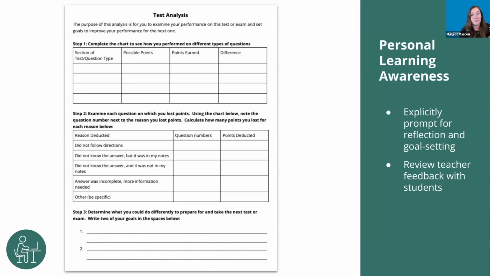What I love about a really effective test analysis is that it asks students to figure out how they lost points, and not just, oh, you lost X points, but how did you lose your points? So for example, on this list, it talks about if you did not know the answer, but it was in your notes, that means you need to revisit your studying strategies because you had the information in your notes, you just need to study it more effectively. But if you didn't know the answer and it was not in your notes, then that's saying you need to maybe work on note taking in class.